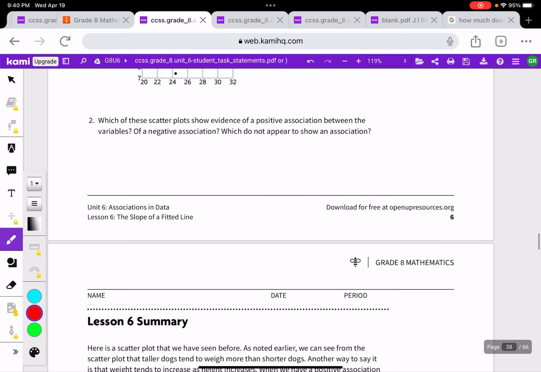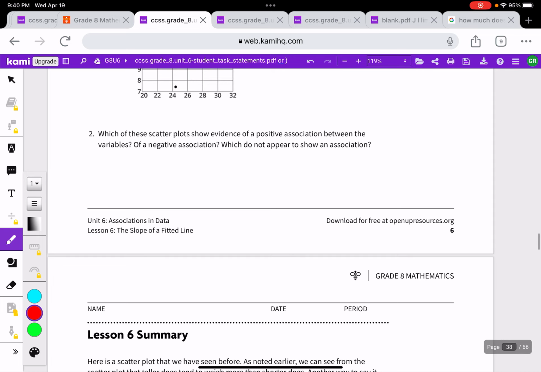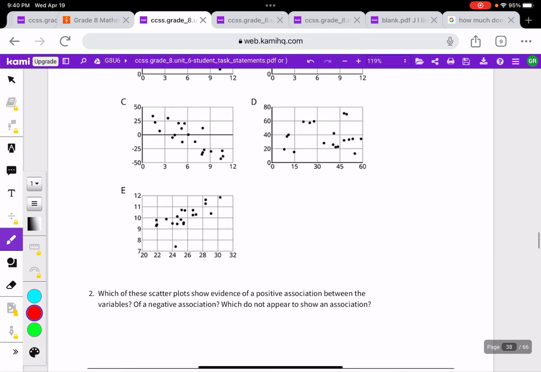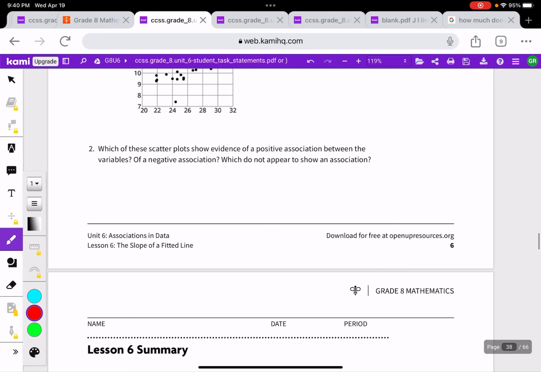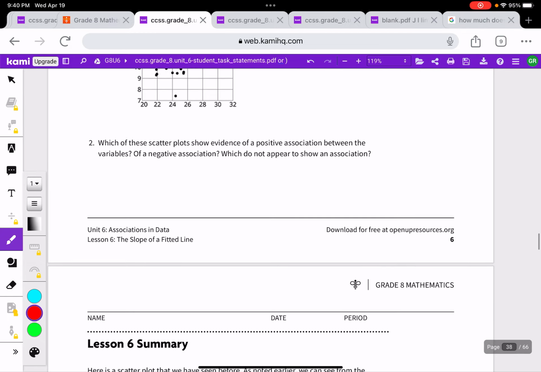And then 2 says, which of these scatter plots show evidence of a positive association between variables or negative association, and which do not appear to show an association. So you kind of answer that just by simply answering which have a positive slope or negative slope. So it's kind of redundant, but so be it. I'll let you do that on your own.